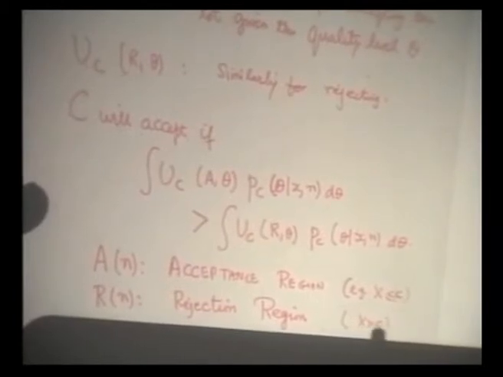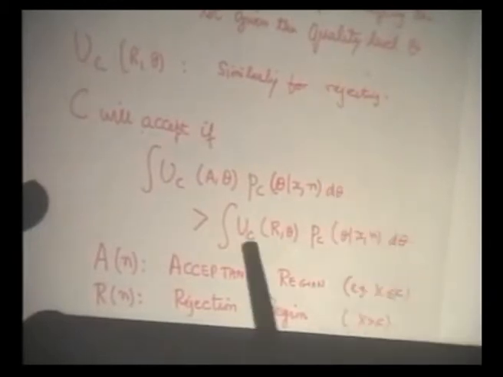So you can convert this decision making into some kind of cutoff point, which depends on what? The c will depend on n. C will also depend on these utilities. But you can convert the whole thing, this rule, into this kind of rule.